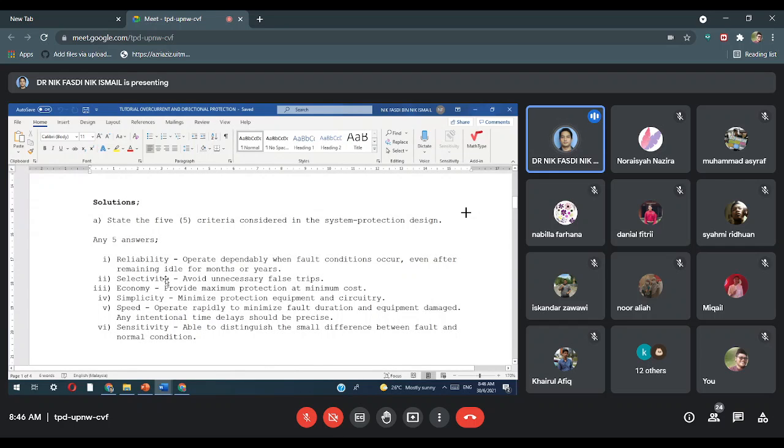sensitivity. What is the meaning of reliability? Operate dependently when fault condition occur, even after remaining idle for months or years. We can be reliable, we can depend on the relay, or here it says work dependently, it can operate by itself, right?